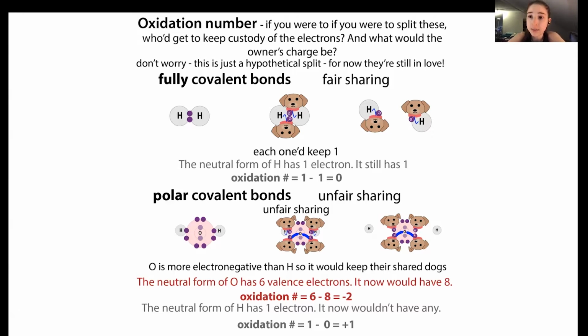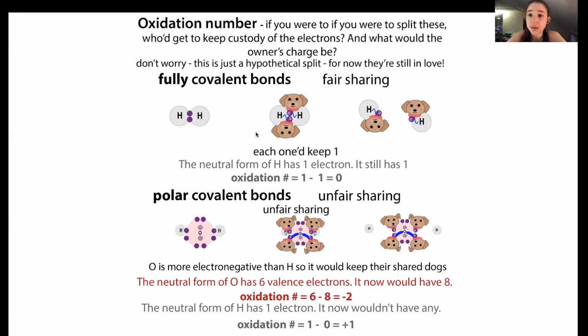It's kind of like in the movie Annie, where she's calling the dog, and the dog has to decide who to go to, and the dog runs to Annie, and it's this happy scene. So you can think of it like that. These dogs are going to stay with the oxygen. But this is not actually happening. We're not actually splitting these up. We're just thinking about what would happen if we did split them up.